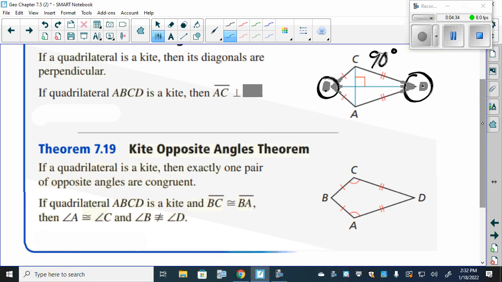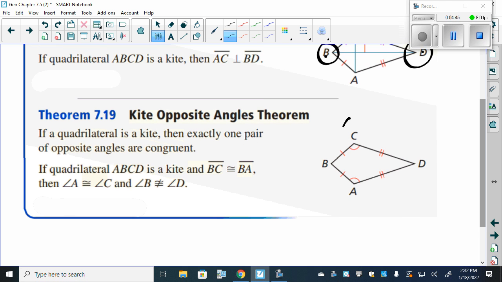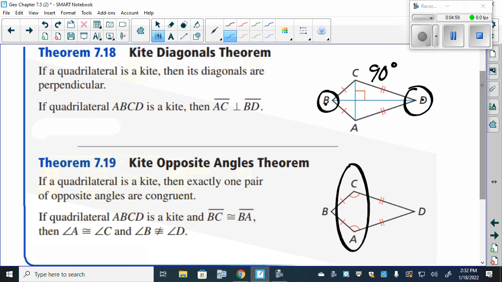The other property we have is the kite opposite angle theorem. If a quadrilateral is a kite, then exactly one pair of opposite angles are congruent. Now, the opposite angles that are going to be congruent are always going to be the angles between the non-congruent sides. The angles between the non-congruent sides in a kite are going to be congruent every single time. So we have these here. Now, it also works out that the segments from the congruent angles to the middle where those diagonals cross will be congruent to each other as well.